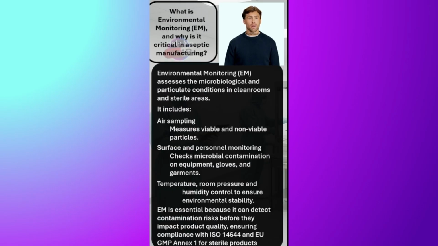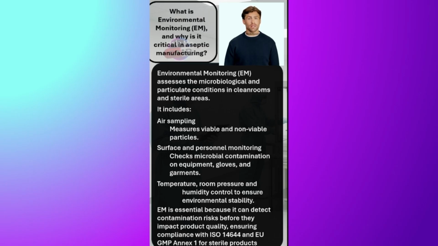What is environmental monitoring? Environmental monitoring is about checking the microbiological and particulate conditions in clean rooms and sterile areas. It includes air sampling for viable and non-viable particles. It looks at surface and personnel monitoring to catch contamination on gloves, garments, or equipment. And it tracks room pressure, temperature, and humidity to keep conditions stable. It's vital because it spots risks before they impact product quality.